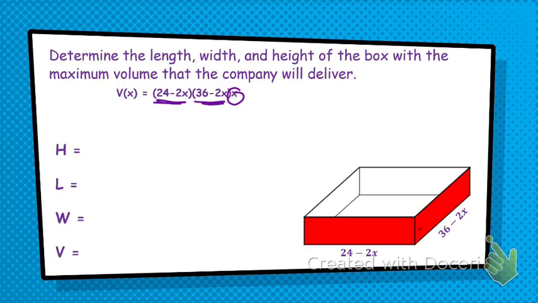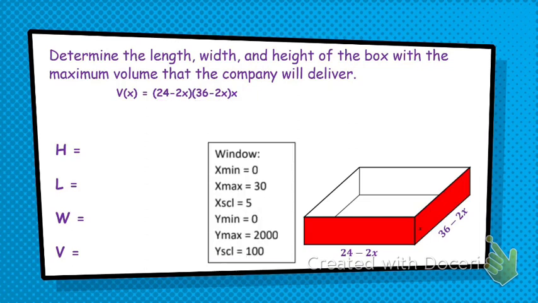Okay, so in order to find the height, if we think about what a polynomial looks like, this is going to be a cubic polynomial. That's going to look something like this, and maybe a little bit different. But either way, we're going to have some maximum here that we're trying to find, and we're going to use our calculator to find this. That maximum is going to tell us what the maximum height needs to be in order to obtain a maximum volume.